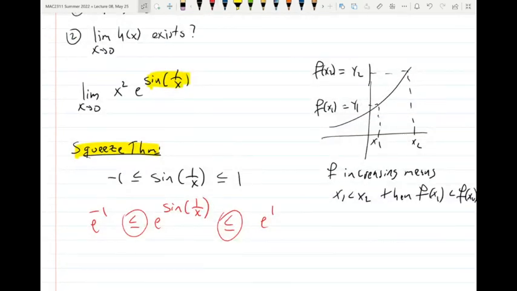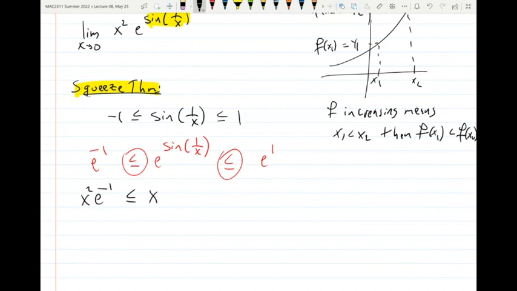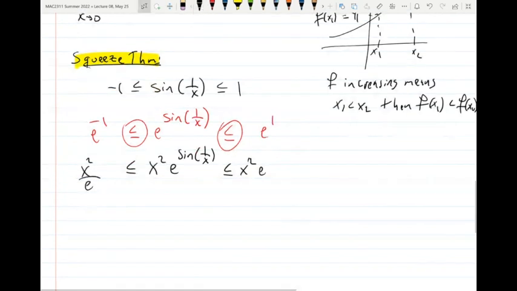The only thing that we need to do now is multiply by x squared. So that means now that x times e to the -1, I don't have to worry about flipping anything because x squared is positive. If it was just x, then you have to split into two cases: less than 0, bigger than 0. And by the way, e to the -1 is just 1 over e, so let me write it like that. Okay, so this is our inequality. Our function is between these two guys. Now, at least we found a lower function and a higher function. The question is, do they work for us?